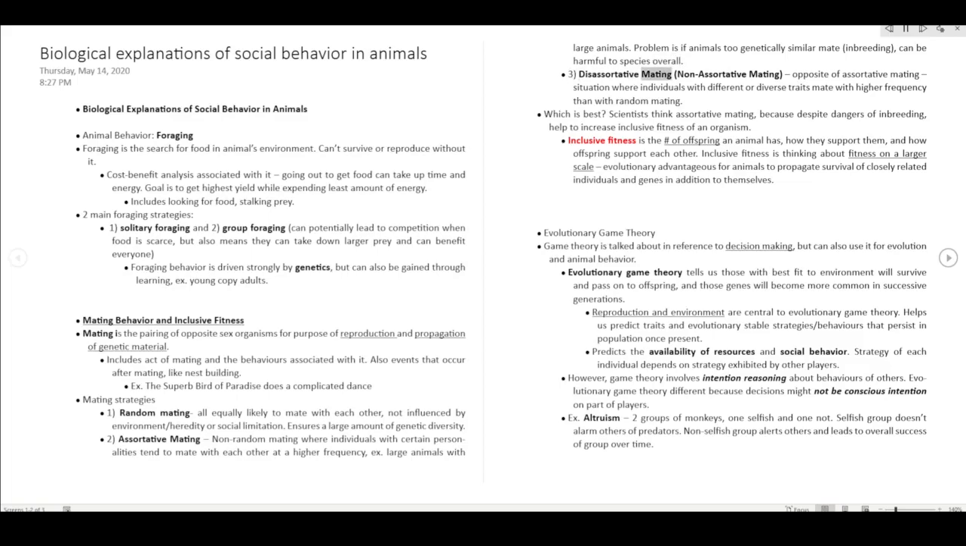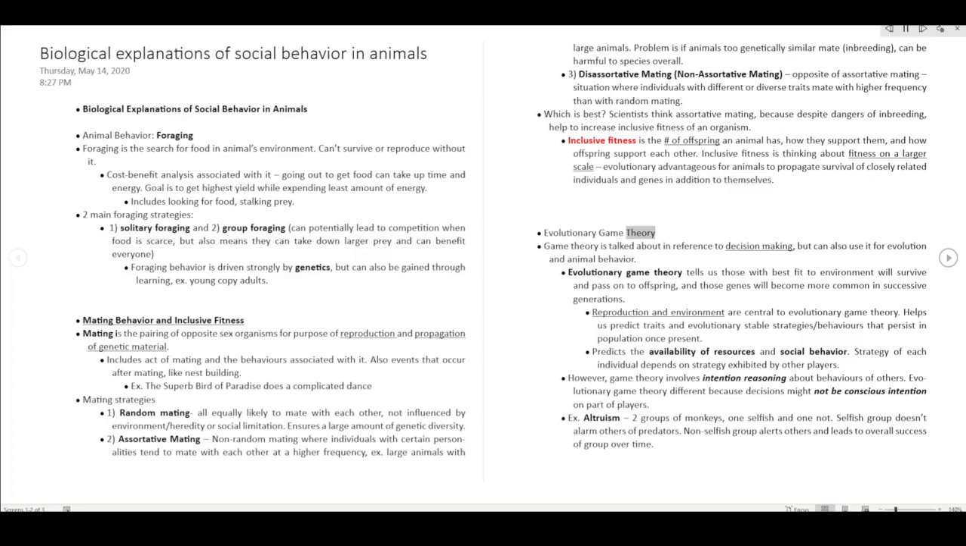3. Disassortative mating, the opposite of the assortative mating situation, where individuals with different or diverse traits mate with higher frequency than with random mating. Which is best? Scientists think assortative mating, because despite the dangers of inbreeding, it helps to increase the inclusive fitness of an organism. Inclusive fitness is the number of offspring an animal has, how they support them, and how offspring support each other. It is thinking about fitness on a larger scale: it is evolutionarily advantageous for animals to propagate the survival of closely related individuals and genes in addition to themselves.